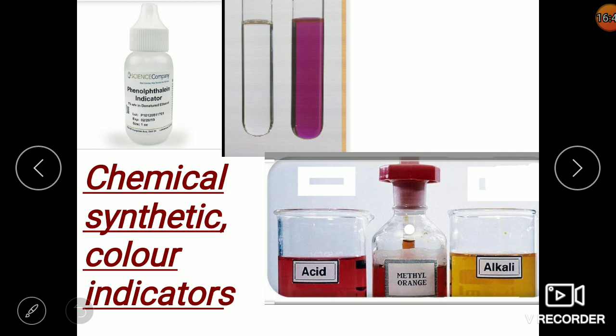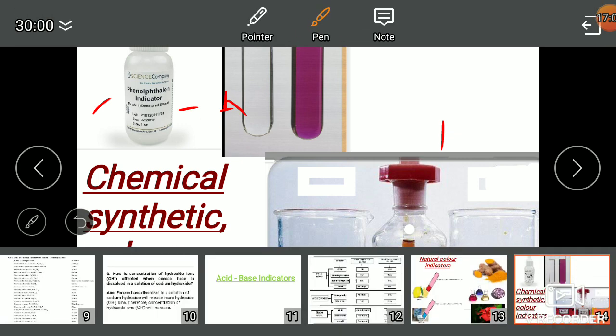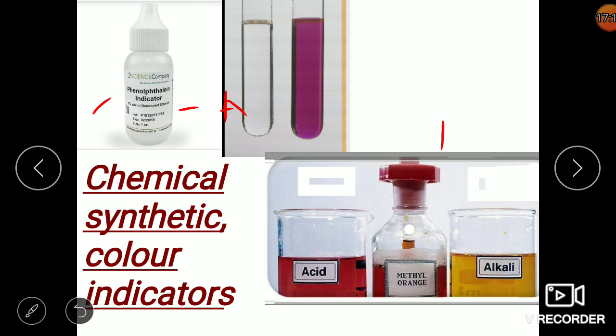Next is your chemical synthetic color indicator. What are the synthetic color indicators? The names you have to remember: one is phenolphthalein, it's available in your lab. Then another one is methyl orange. Phenolphthalein is a colorless solution. In acid it will not exhibit any color, but as soon as you give phenolphthalein in basic medium, it will become pink in color. So phenolphthalein is colorless in acidic medium and pink in basic medium.